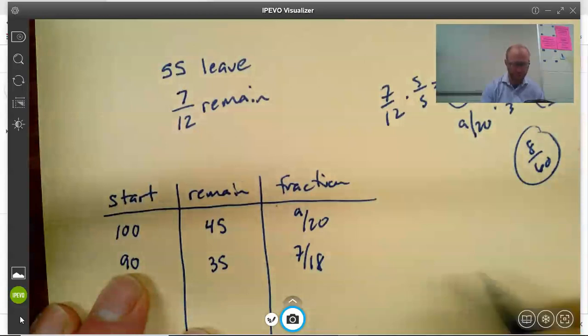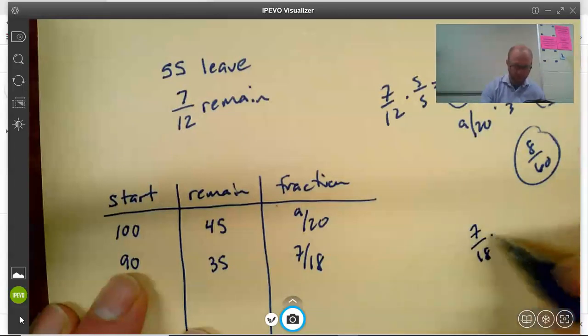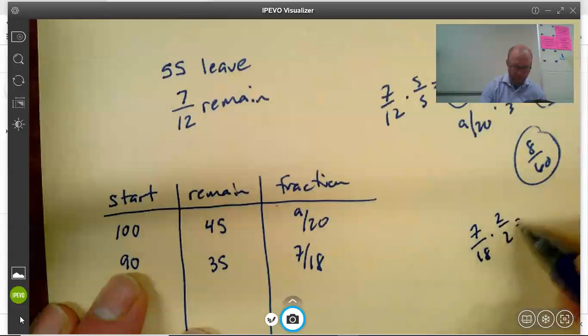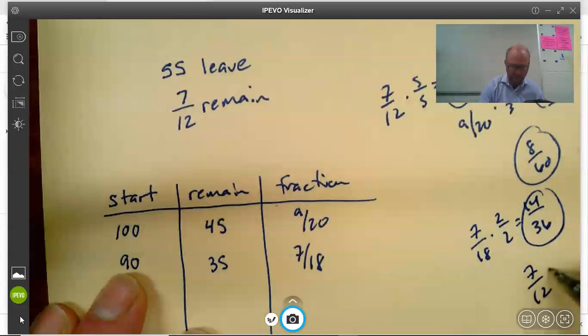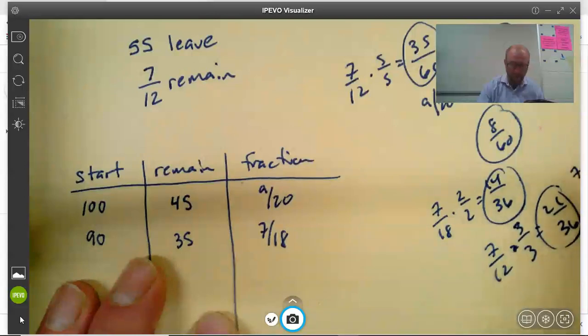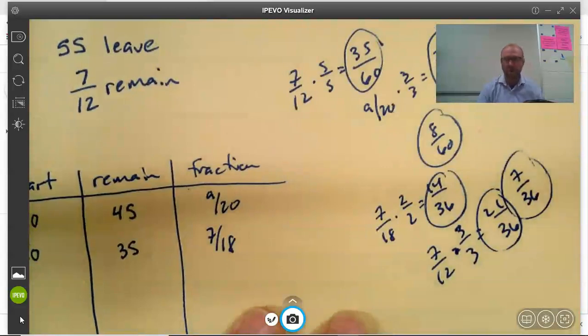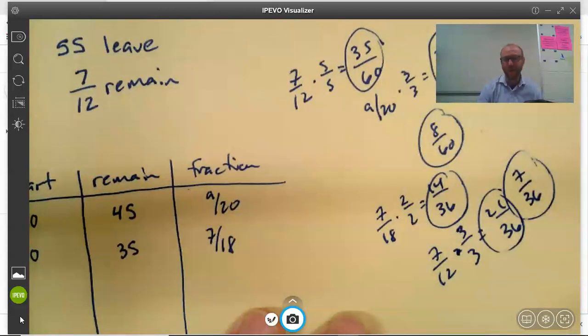Then down here, we have 7/18ths. For 18ths and 12ths, a common denominator would be 36. So 7/18ths, we multiply by 2 over 2, that's 14 over 36, versus 7/12ths, where we multiply by 3 over 3, that's 21 over 36. So that means we're currently 7/36 away. Now we have 8/60ths and 7/36ths.